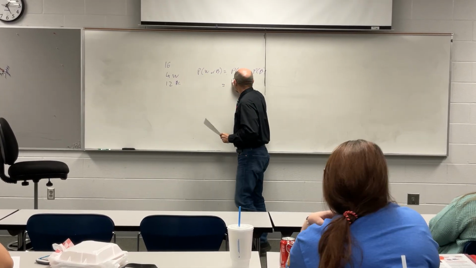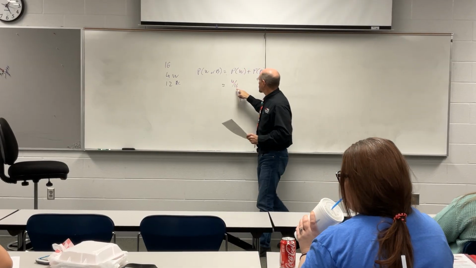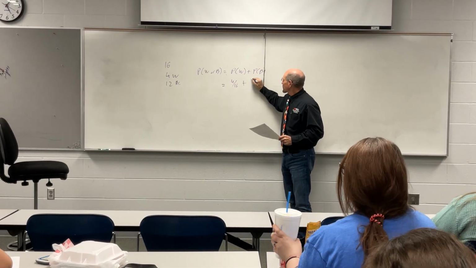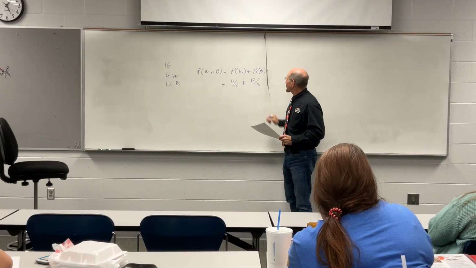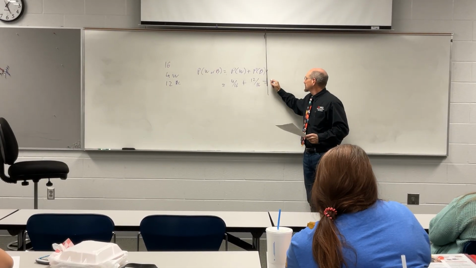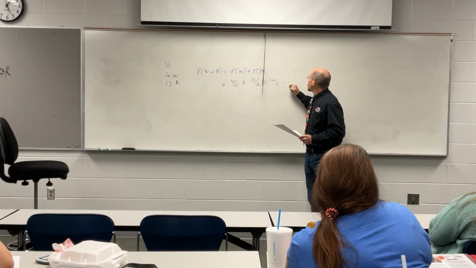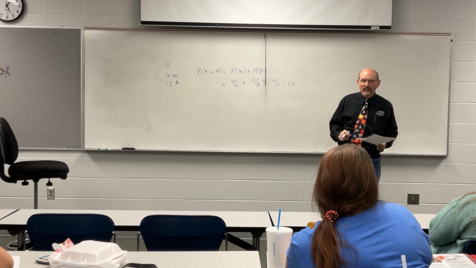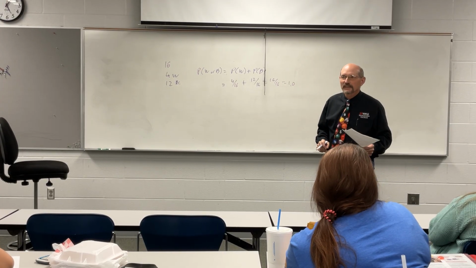So the probability of white, 4 possibilities out of 16, plus 12 out of 16. Notice, not just 4, not just 12. 12 plus 4, 16 out of 16, 1.0. 100%. Very straightforward, very easy question to start off.